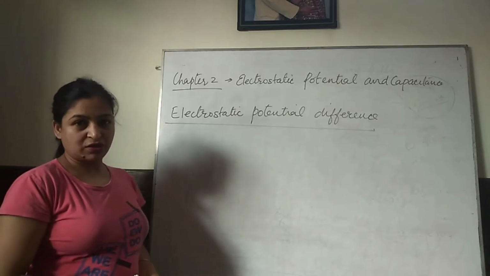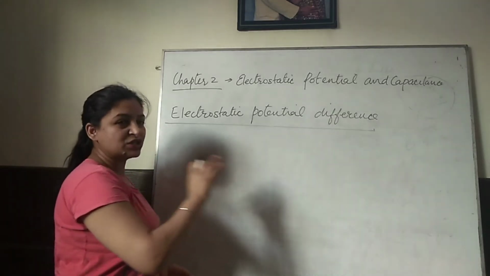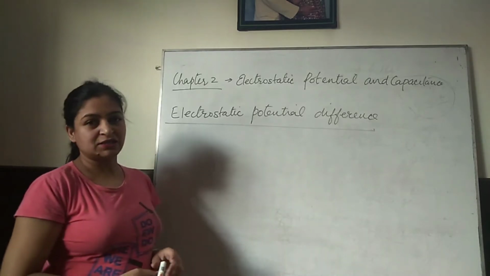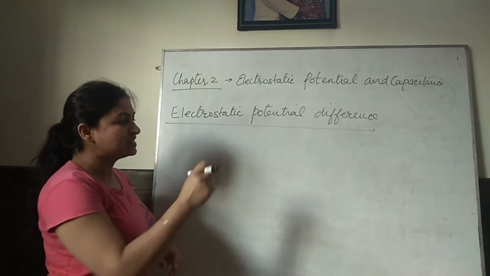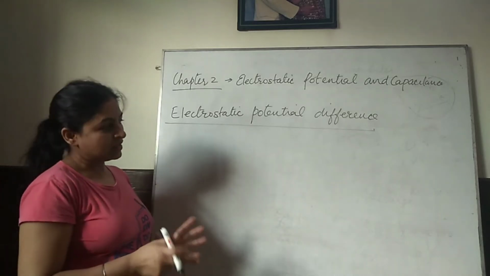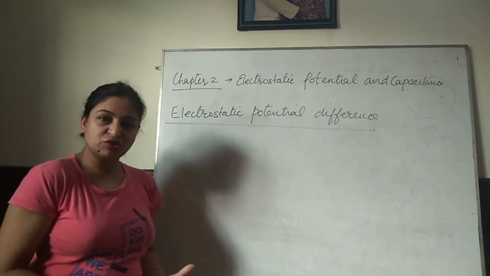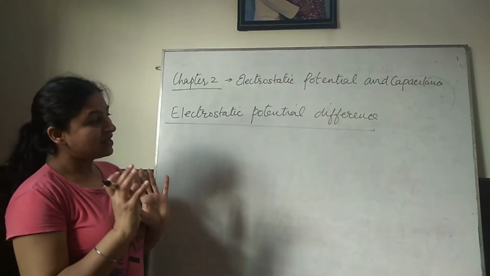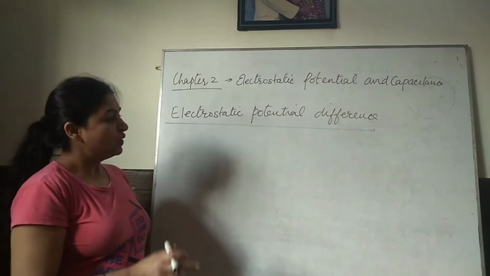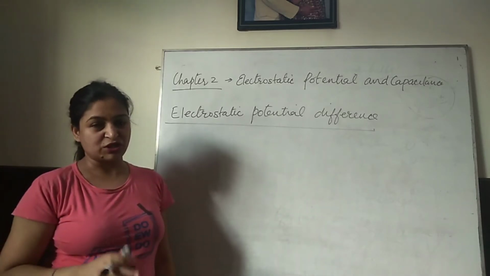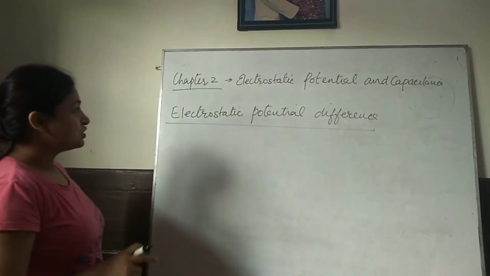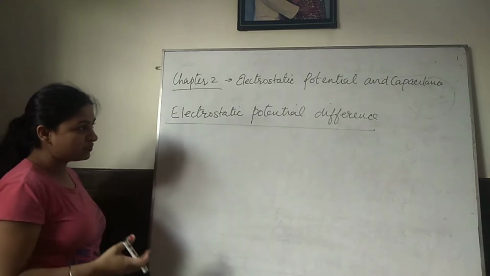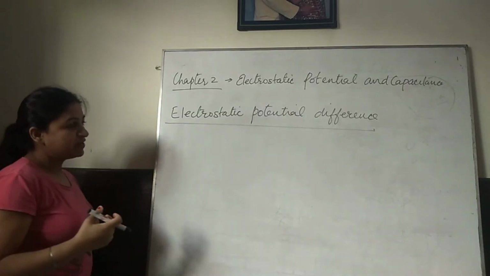Suppose there is one charge and you want to place another charge in the field of the first charge, then obviously you have to do some work against the force of attraction or repulsion to place that charge in the position in the electric field of the first charge. So how much work you are going to do in order to place another charge in the field of the first charge, that amount of the work done by you will decide how much potential that charge is having.